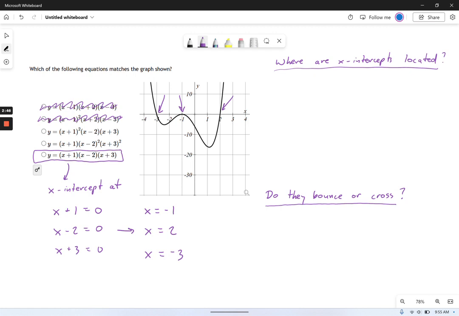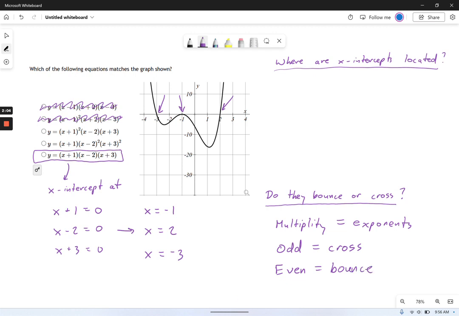How do we figure out which one of these represents the graph? Well, we need something called multiplicity. Multiplicity is basically the exponents. So the exponents of the graph tell us what it's doing at these places. An exponent that is odd, like 1 or 3 or 5, is crossing. Odd equals crossing. Even exponents like 2, 4, 6, and so on bounce.